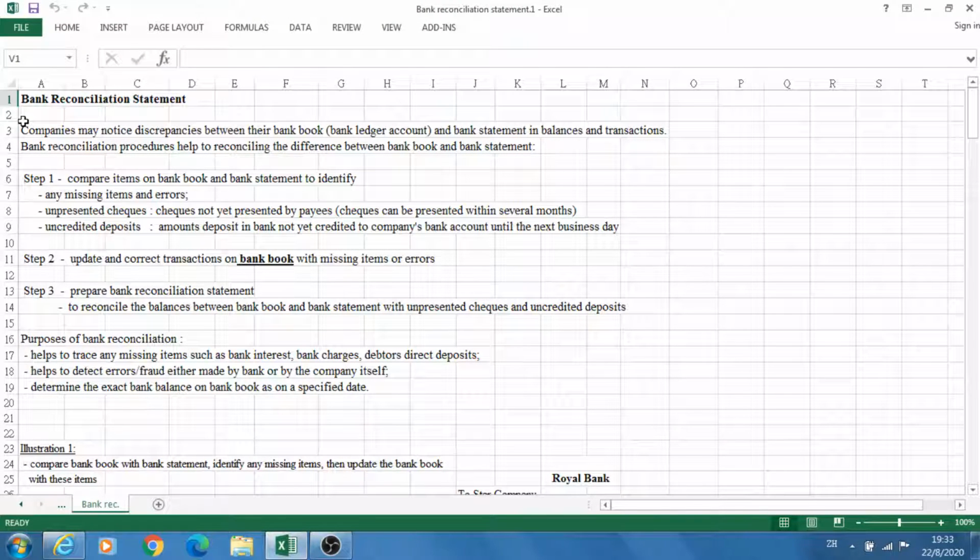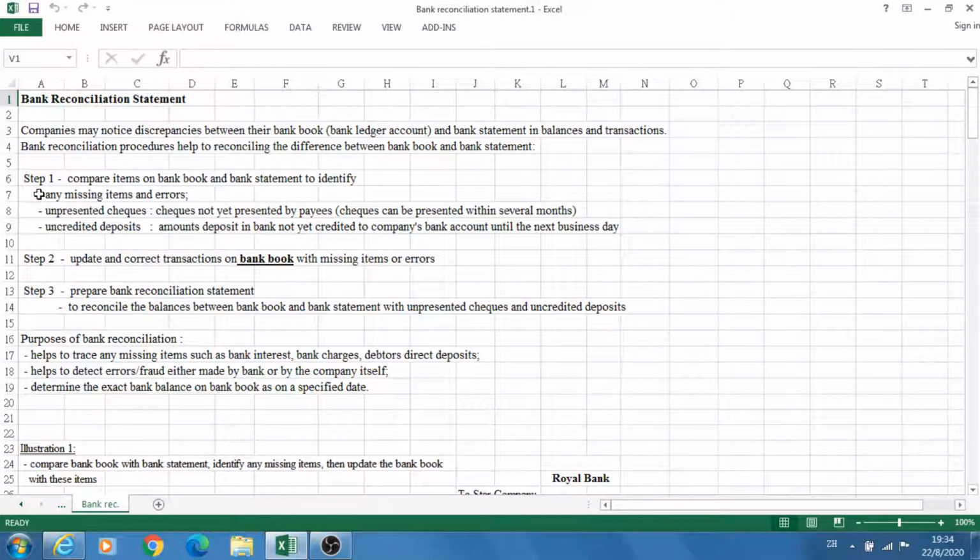Hello everybody, this video explains bank reconciliation statement. Companies may notice discrepancies between their bank book, that is bank ledger account, and bank statement in balances and transactions. Bank reconciliation procedures help to reconcile the difference between bank book and bank statement.